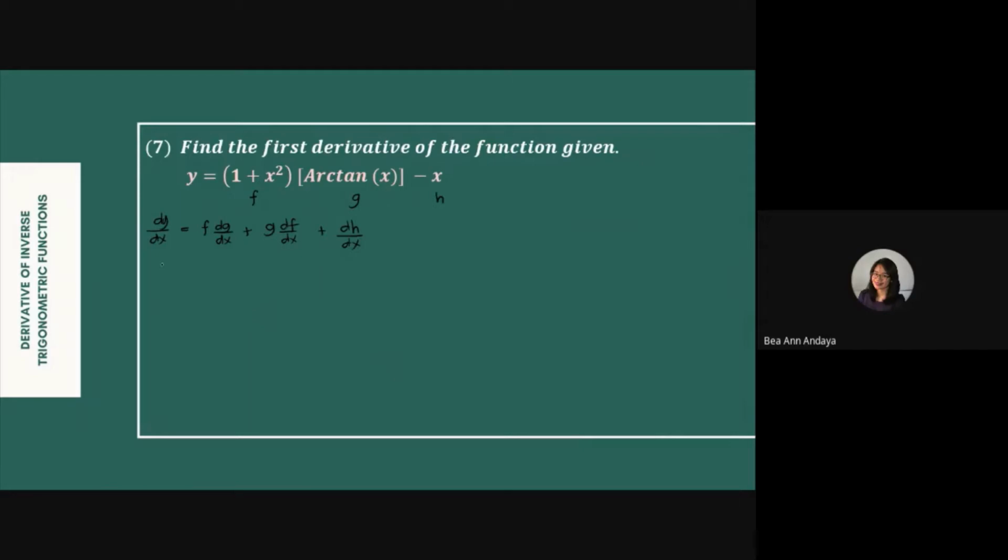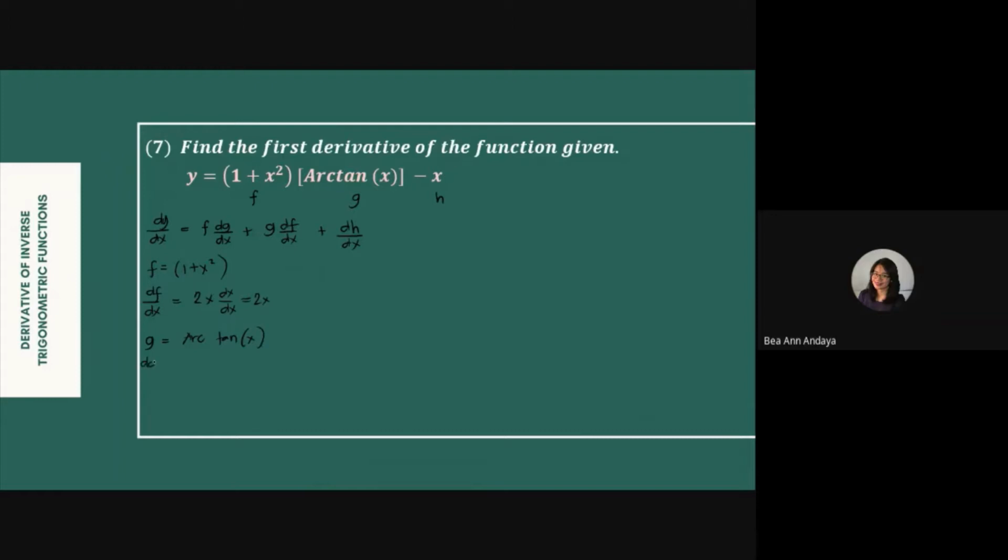Let's work on that. If f is given as 1 plus x squared, its derivative of f with respect to x is equivalent to, this is 1, so constant yan, and this one is 2x dx all over dx. Or basically, that is 2x. Yung g naman, nakalagay dito, inverse tangent of x.